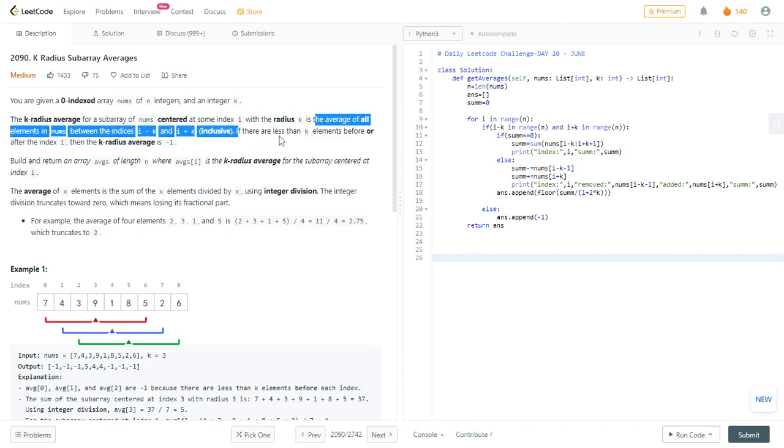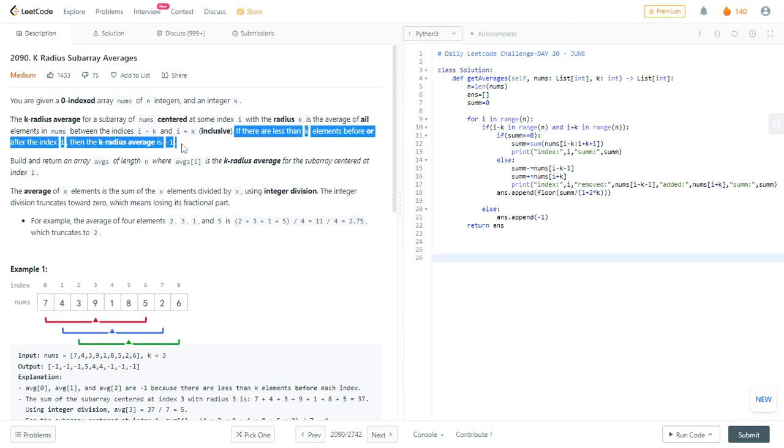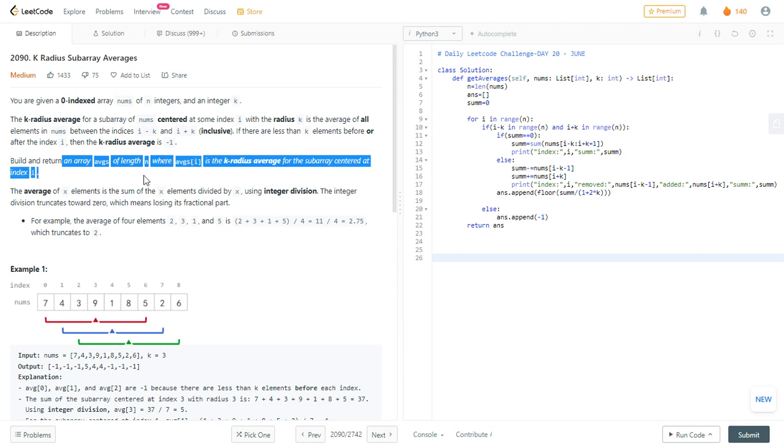Now comes the most important part of this question. If there are less than k elements before or after index I, then the k radius average is -1. Build and return an array of averages of length n. They are just asking to return the array.